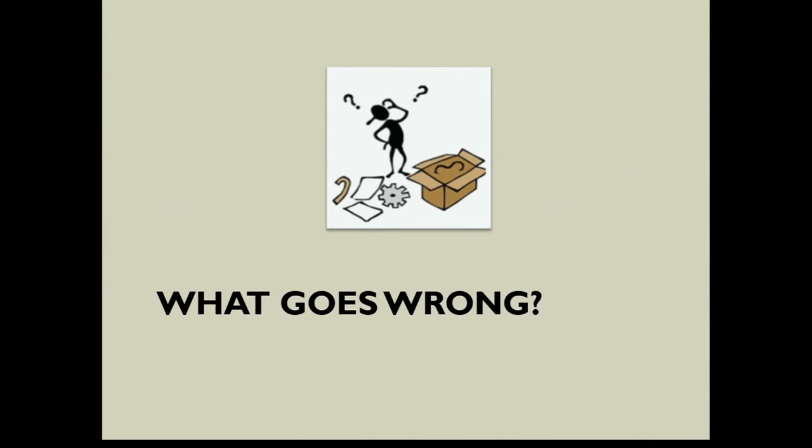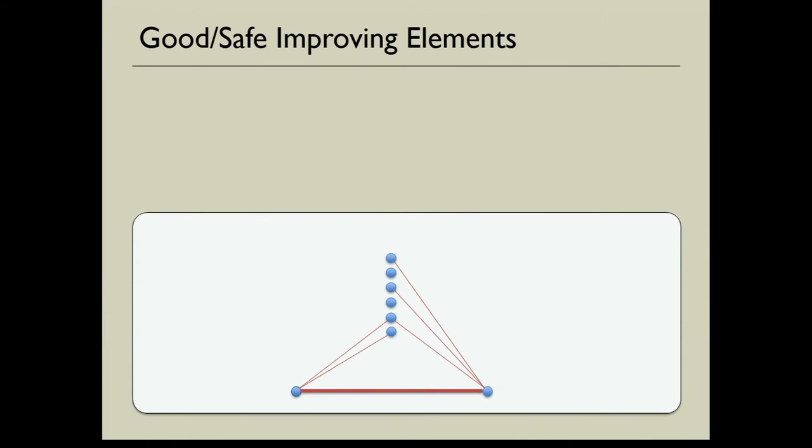So what goes wrong? Let's take a step back. We sample and then we run the greedy algorithm. So which elements can we be safe that we will pick? Here I only drew the improving elements after the sample. I don't know them, but they are there somewhere. So which guys am I guaranteed that my algorithm will pick?